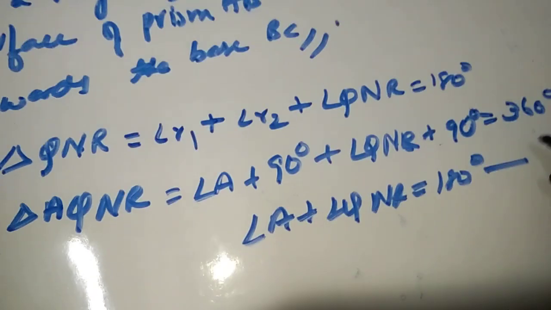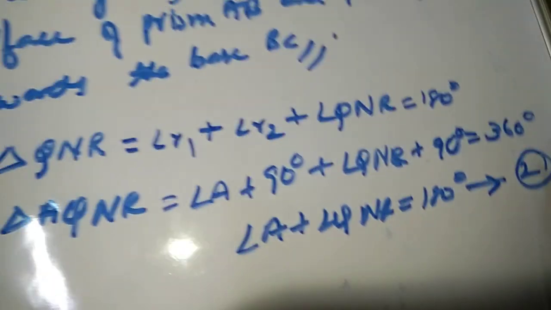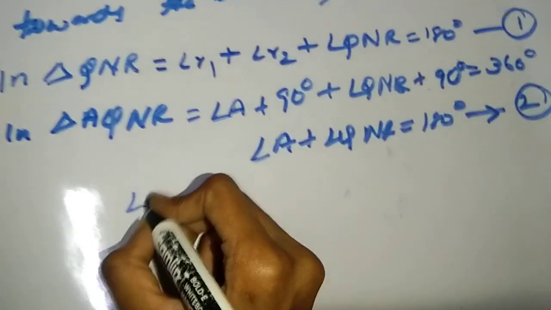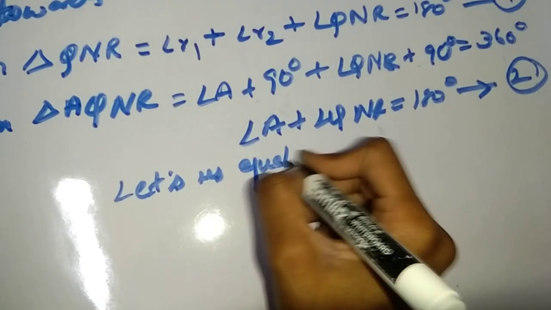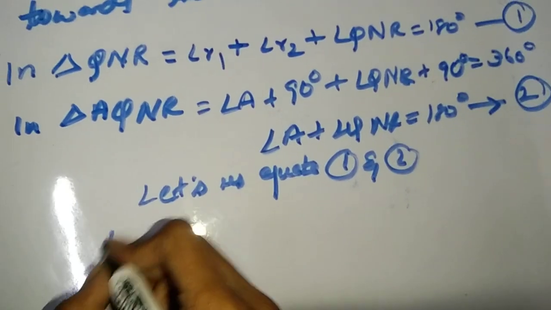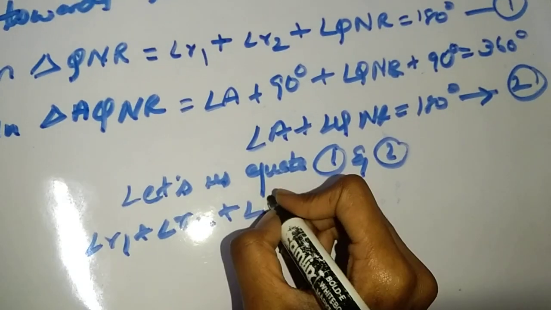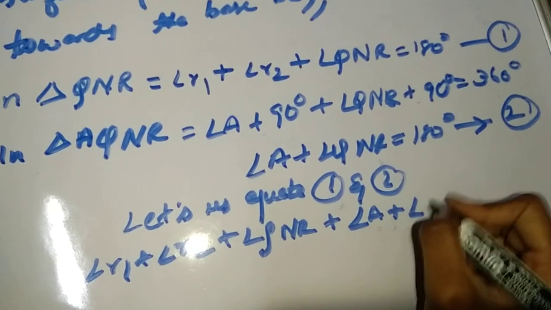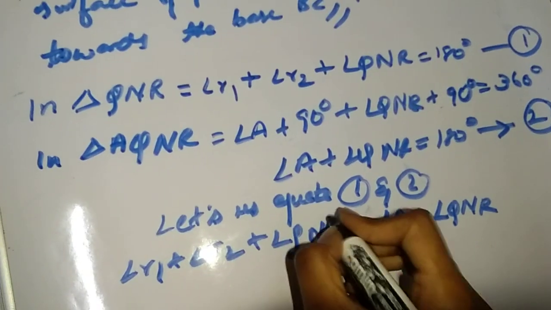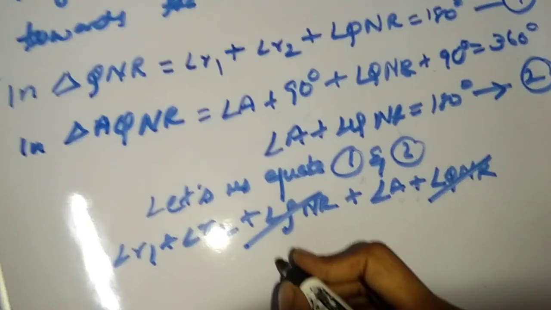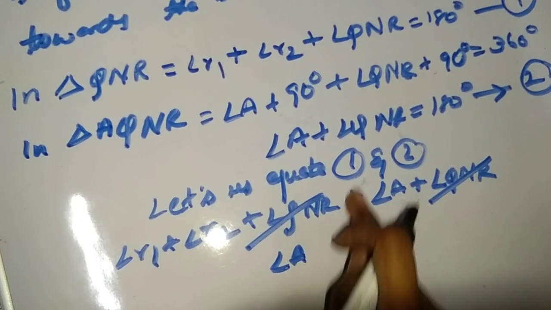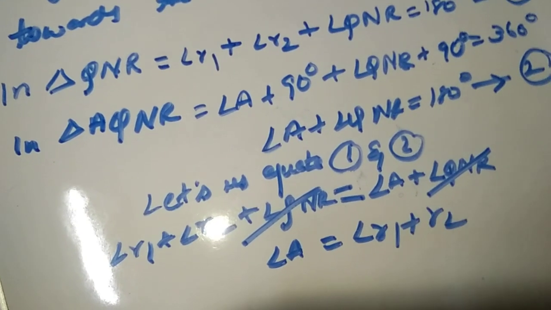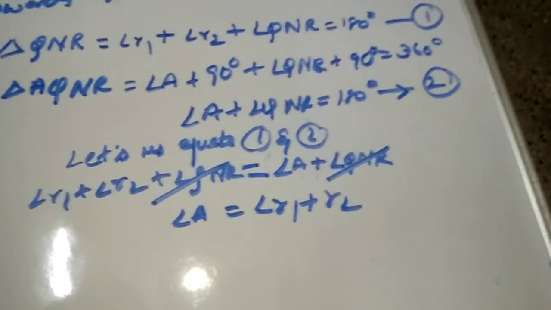Now let us do one thing. This is the second equation, we'll keep it, and this as the first equation. Now let us equate 1 and 2. So can I tell R1 plus R2 plus QNR equals angle A plus angle QNR. Okay, can I cancel QNR and QNR? So what am I going to get? I'm going to get angle A. I'm going to equate it, right? So I have to put an equal sign. So angle A is equal to R1 plus R2.